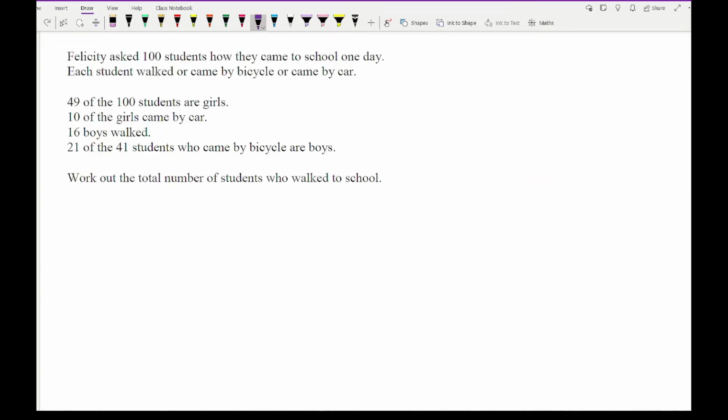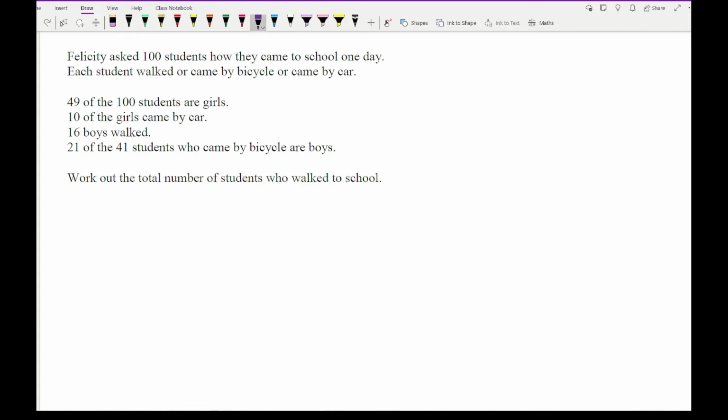So in this next example, you can clearly see that we do not have a table, which is not helpful. So let's have a look at a read of the question. It says, Felicity asked 100 students how they came to school one day. Each student either walked, came by bicycle, or came by car. And this is where all the numbers start.